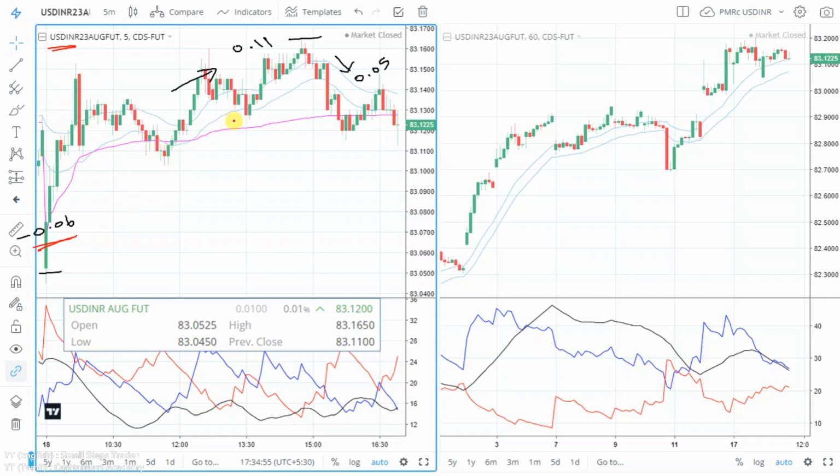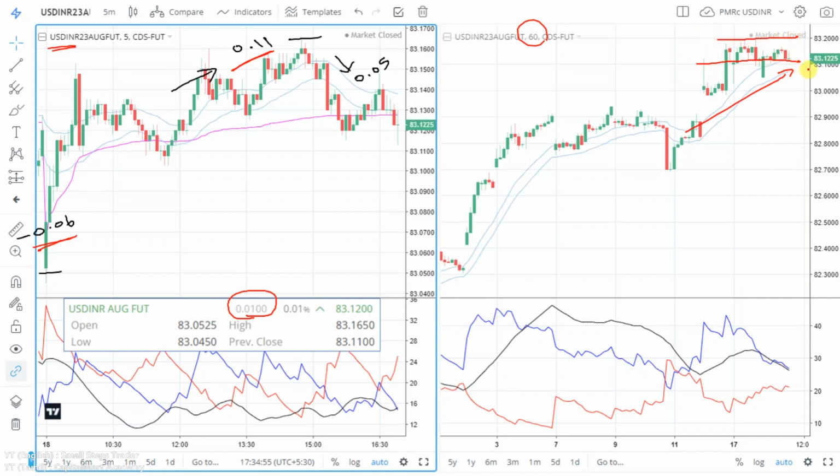If you see, at one point it gradually increased, and from the low it came up 11 paise. Then from the high it came down 5 paise and closed with just 1 paise positive. So for intraday players there is not much volatility. The entry and exit are very narrow, so it would be best to not take any entries for intraday on USD INR. For positional traders, this is an uptrend, but since the pre-session it is in a sideways move.